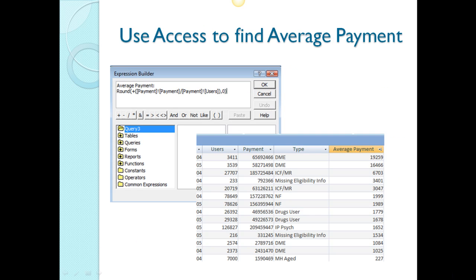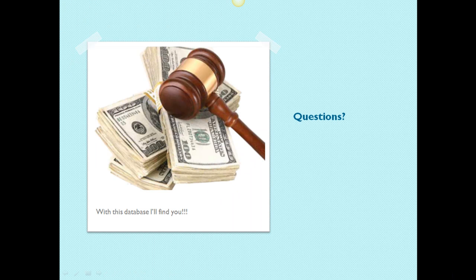Finally, Access can also be used to calculate data. Here's an example of calculating the average payment for a certain type of use. The data can then be exported to Excel and read graphically as we saw before. Now you've seen how an Access database can be utilized to store, compile, and access data. Hopefully this will help us find Medicaid fraud.